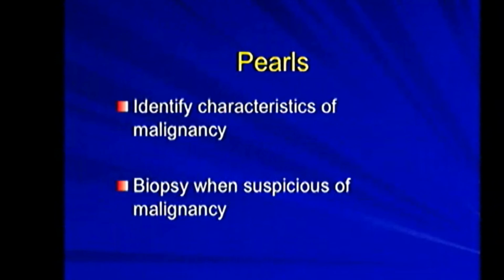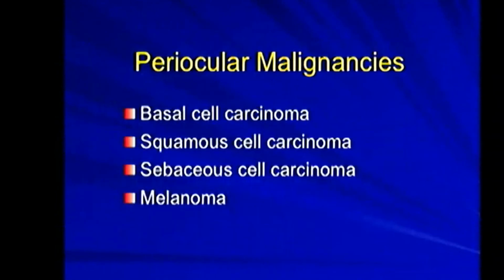As you know, most of the tumors we deal with in the periocular area are mainly basal cell carcinoma, which is the most common, followed by squamous cell carcinoma, and also we have sebaceous cell carcinoma and melanoma.